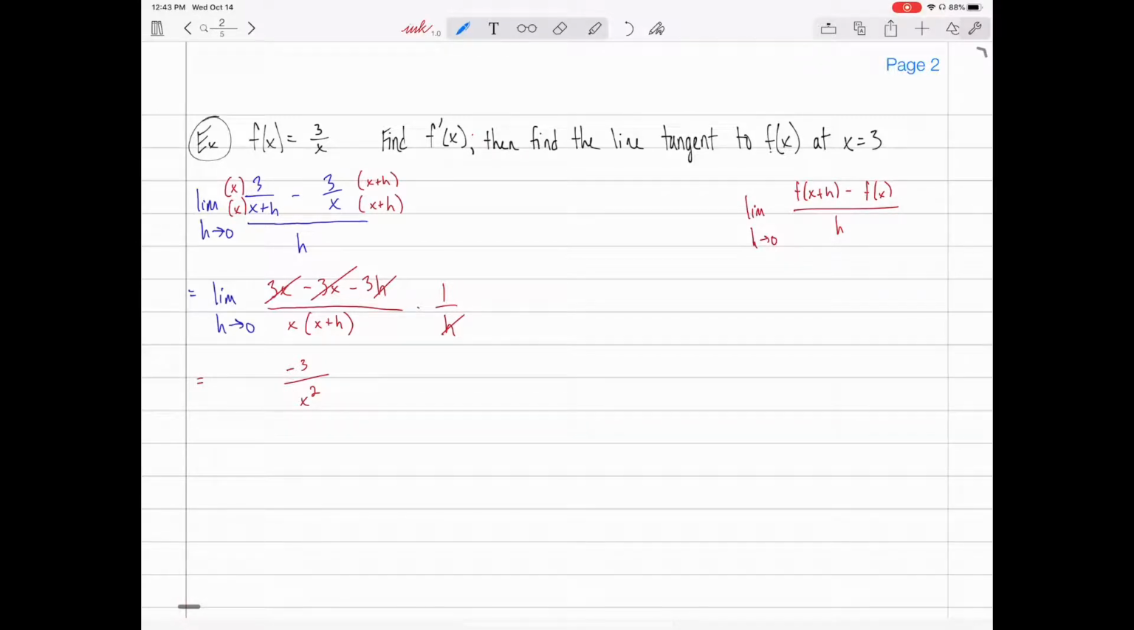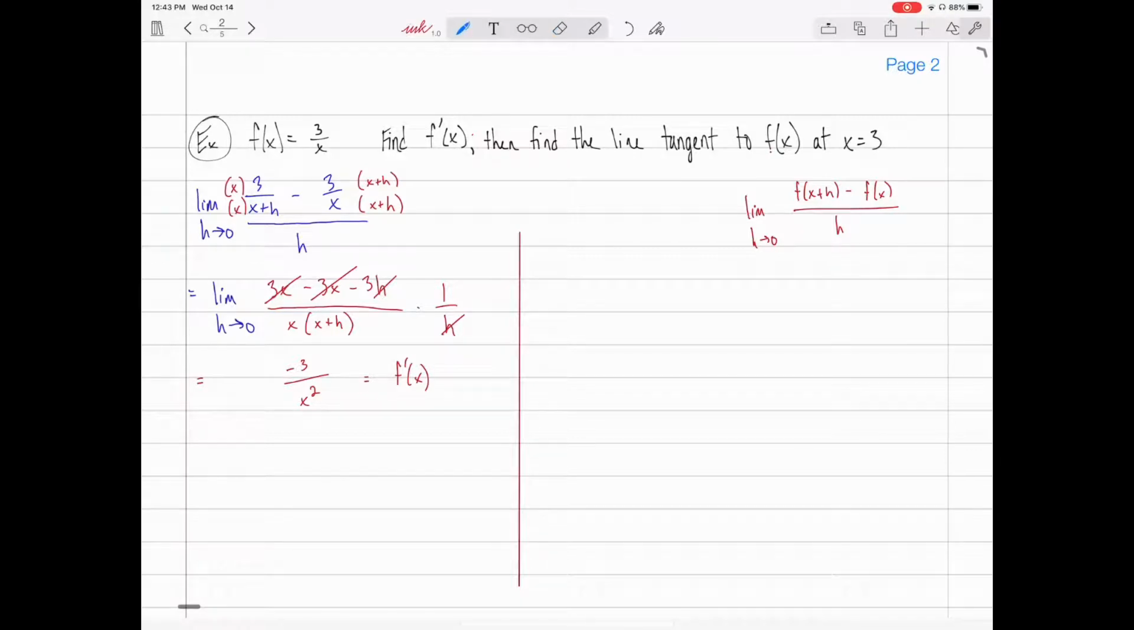Okay, so this function is the derivative function. It says find f prime of x. This is f prime of x. Then find the line tangent to f of x at x equals 3. Just give myself a separation line here.